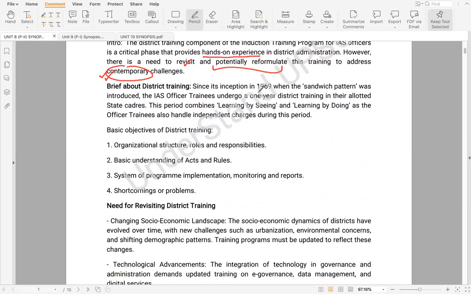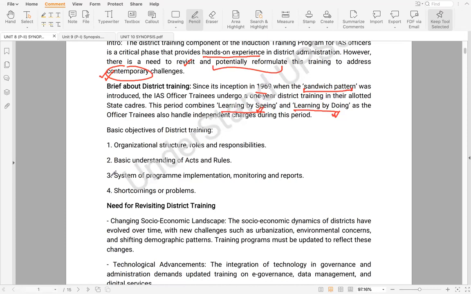Since its inception in 1969, when the sandwich pattern was introduced, the IAS officer trainees undergo a 1-year district training in their allotted state cadres. This period combines learning by seeing and learning by doing. You have to try to include such keywords in your answers, and you can directly pick them for any training question as well. So learning by seeing and learning by doing, as the officer trainees also handle independent charges during this period.